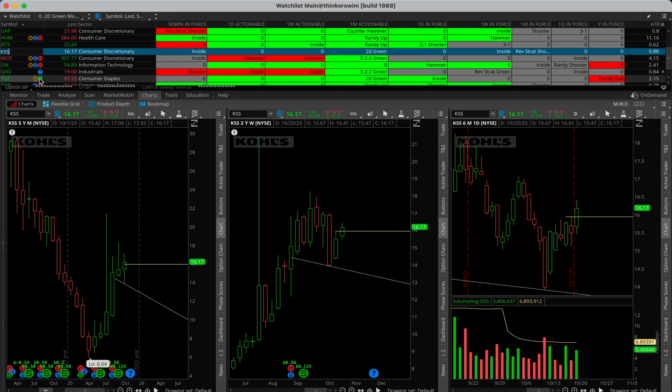KSS moving in tandem kind of with Gap, inside 2 inside week there to the upside. Coming back through the monthly here in this nice little broadening formation here on the weekly, looking to get up into here.